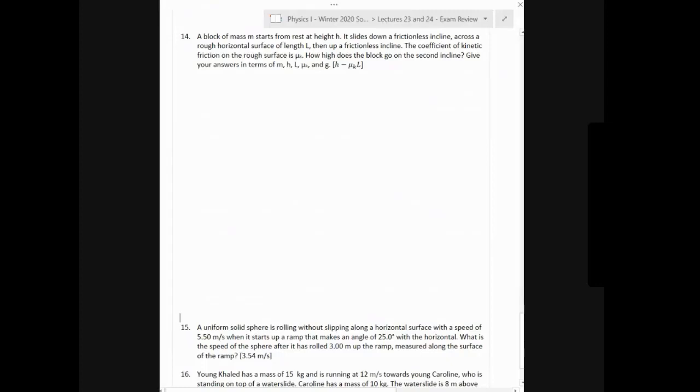So we have a block that has a mass of M, starts from rest at a height H. It slides down a frictionless incline. So here's my block. It slides down the frictionless incline across a rough horizontal surface of length L. This is my rough surface here. And then up a frictionless incline. The coefficient of kinetic friction on the rough surface is mu k. How high does the block go on the second incline? So I'm looking for this final height here. Give your answers in terms of M, H, L, mu k, and g. What kind of question is this?